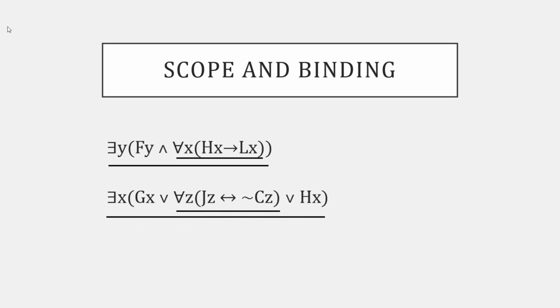Some slightly more complex cases, you can have quantifiers within quantifiers. The scope of the quantifier within a quantifier is still the brackets that come right after it. So we've got this thing that says for all x, if hx then lx. The scope of that quantifier is just the stuff within the brackets that come immediately after the quantifier. Right? So in this case, x is bound to that for all x. The scope of the there exists y that's out front there is the whole sentence. Yeah?